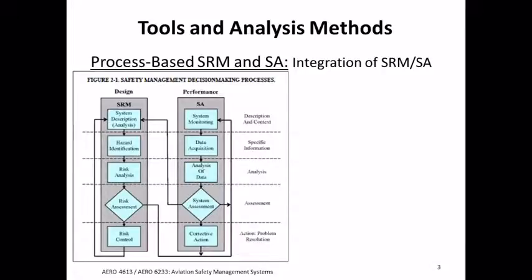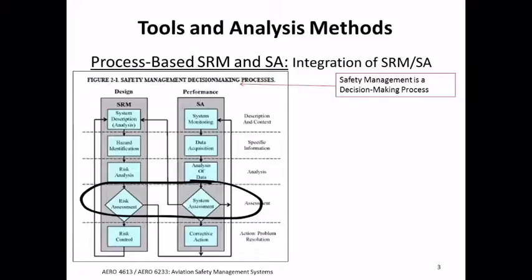Here's a representation of the SRM and SA components, the elements under those components, side by side. Under each component, you have learned in previous units that there are several elements. First thing I want to point out about this is that safety management is a decision-making process. Everything we're going to do here leads to the actual decision that we make. It helps us make better decisions about risk, about hazards, and about safety.